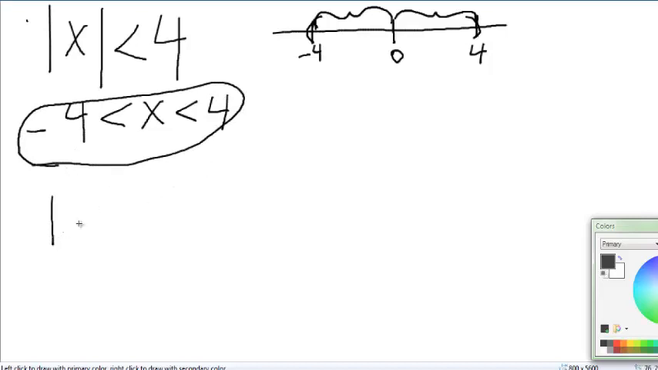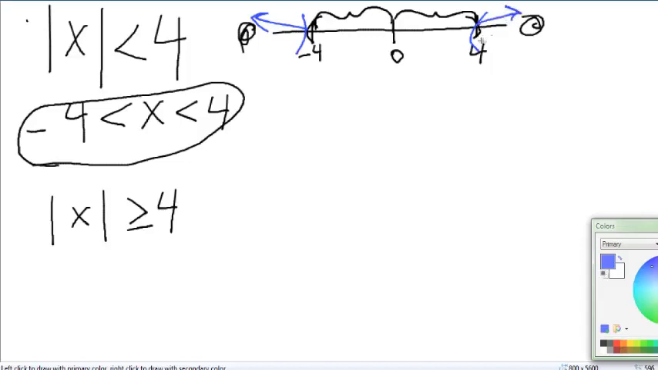Now, what happens if I have the absolute value of x is greater than 4? Let's make it greater than or equal to 4. Absolute value of x is greater than or equal to 4. Well, going back to our diagram, what does that mean? It means the distance is more than 4. So either I'm way over here or I'm way over here. And so I am out here or out here. One of these two things to make the distance more than 4. And so I have two options. Either x is less than or equal to negative 4, or x is greater than or equal to 4.